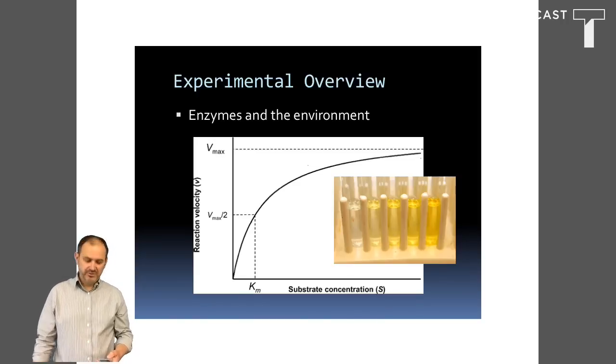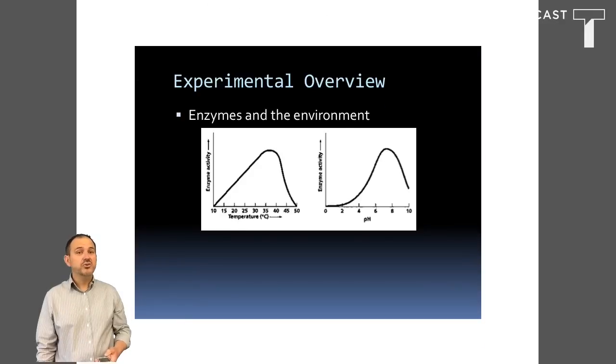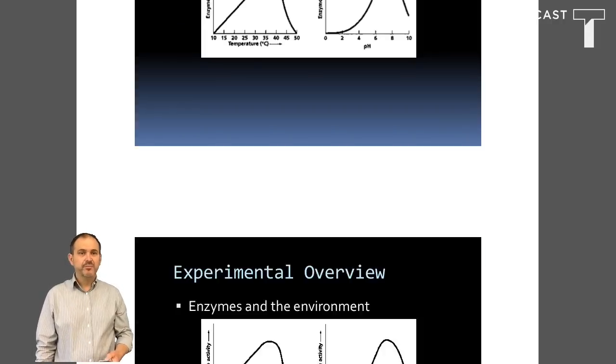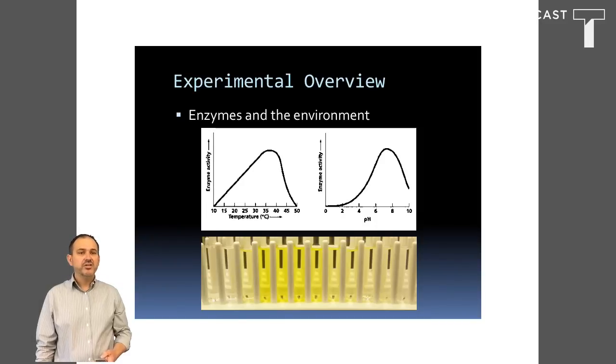In addition to this, we also know that enzymes are affected by their environmental parameters such as temperature and pH. And here again, we're going to conduct two other experiments in which we vary the temperature and the pH of the solution and monitor enzyme activity. We're going to do this at a variety of concentrations, and you should be able to determine by the amount of yellow product the optimal temperature and pH conditions for this particular enzyme.